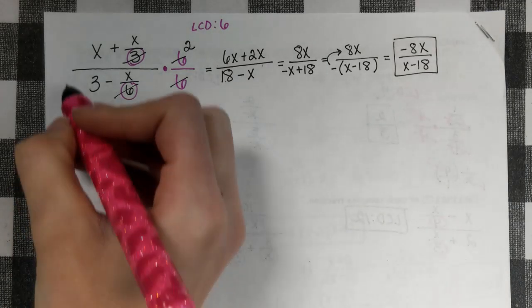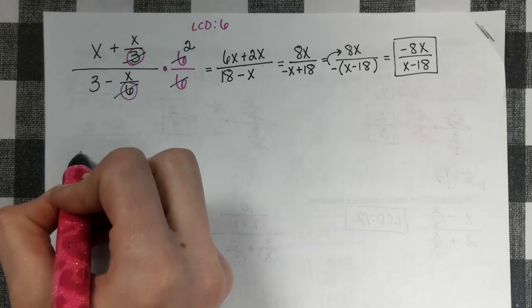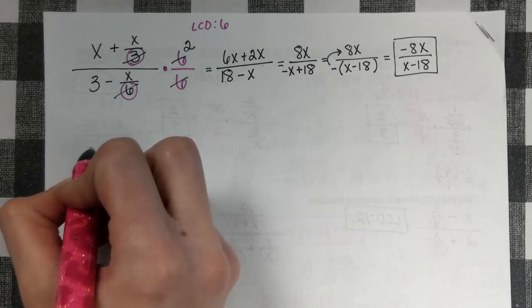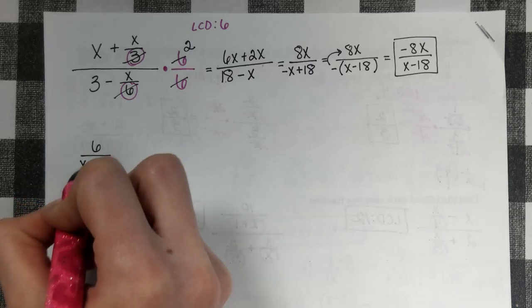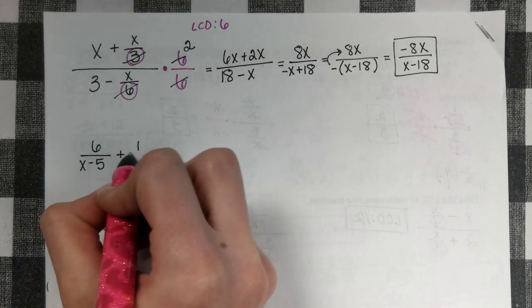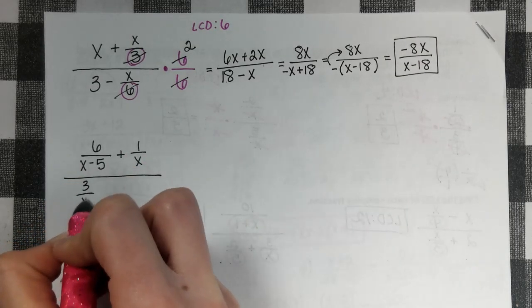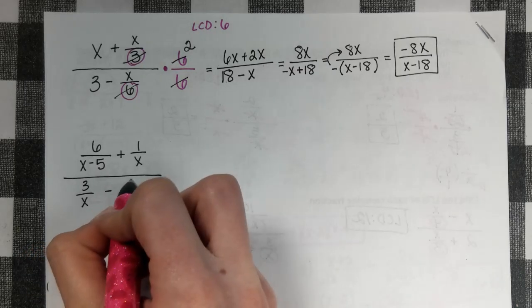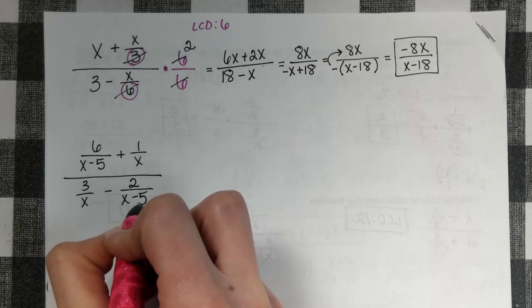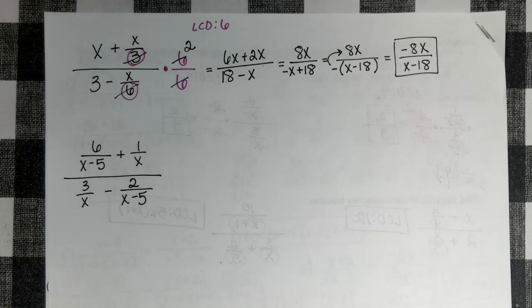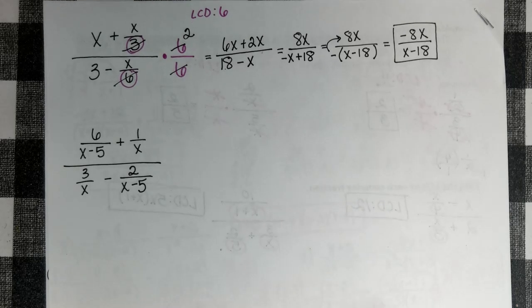Okay. So then let's say we have 6 over x minus 5 plus 1 over x, all divided by 3 over x minus 2 over x minus 5. All right, I want you to try to do this. I have confidence in you all.